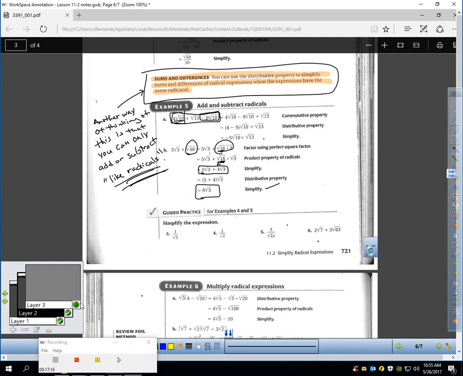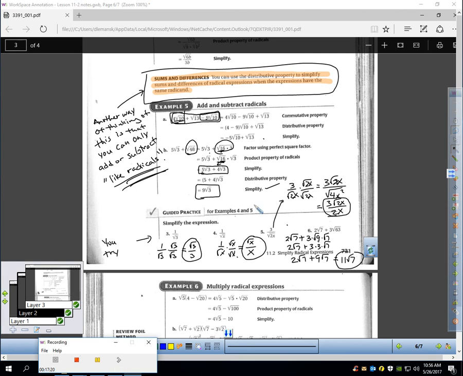Why don't you pause the video and try those 3? Okay, and I'm back. So the first problem, I can't have radical 3 in the denominator, and that's not a perfect square. So if I quickly multiply the numerator and denominator by radical 3, I have 1 times radical 3, which is radical 3 in the numerator, and then radical 3 times radical 3 is radical 9, and isn't radical 9 3? So there's my simplified expression.